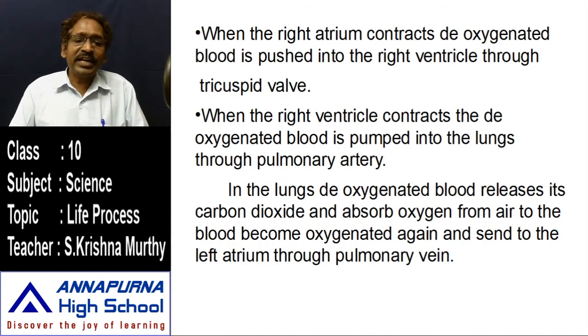In the lungs, deoxygenated blood releases its carbon dioxide and absorbs oxygen from the air, becomes oxygenated, and is sent to the left atrium through the pulmonary vein. It is a circulatory pathway. The blood is flowing from the heart to the lung, and from the lung to the heart and body parts. So oxygenated blood has to be changed into deoxygenated blood, and deoxygenated blood has to be changed into oxygenated blood by the circulation through the atriums and both ventricles only.